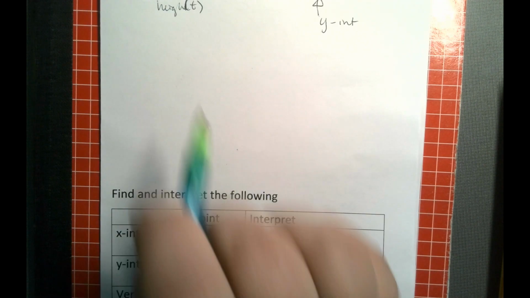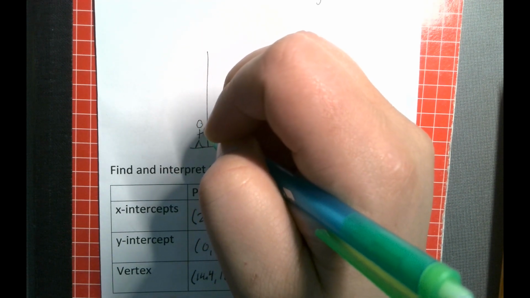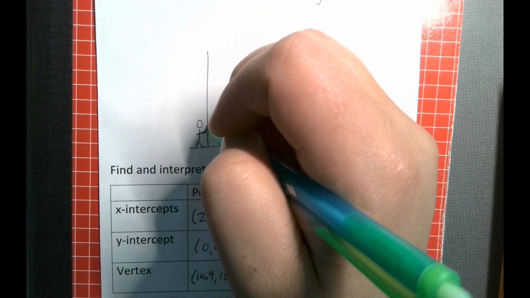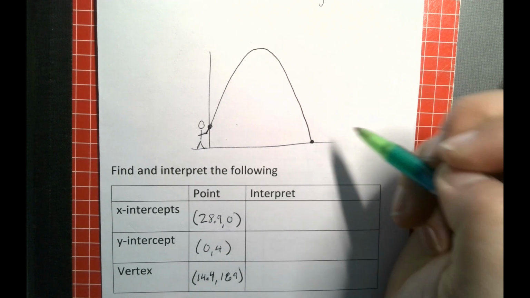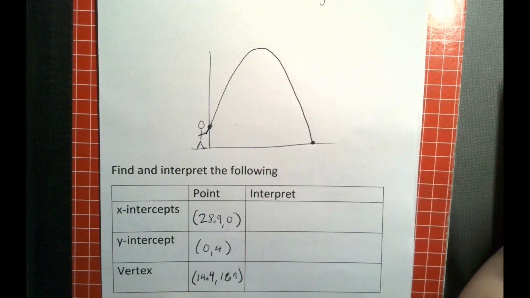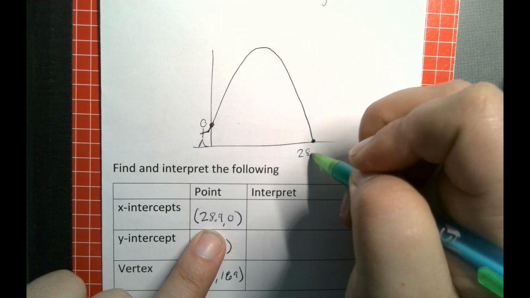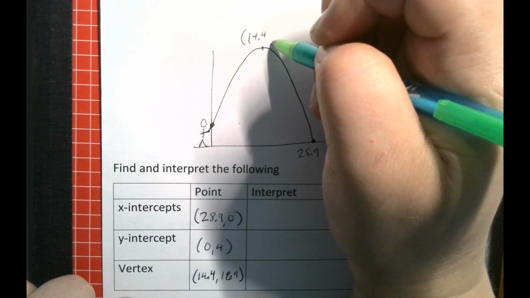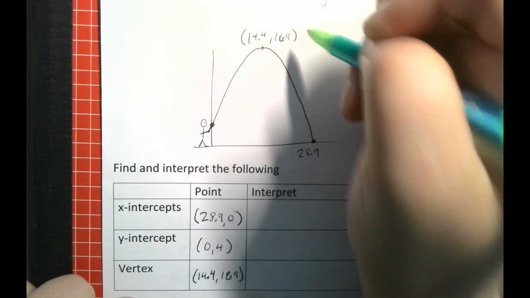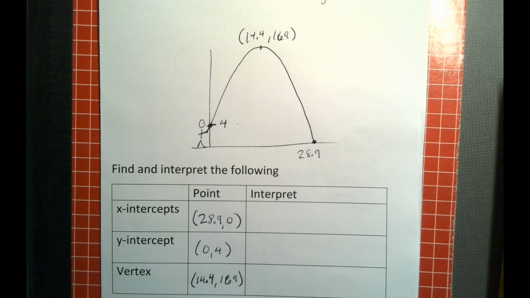Okay, so this is a flare gun again. So we've got my little guy right here, and he's shooting the gun, and it goes up and it comes down. The x-intercept is right here. This is 28.9. This right here is your 14.4, comma 169. And this right here is your 4.